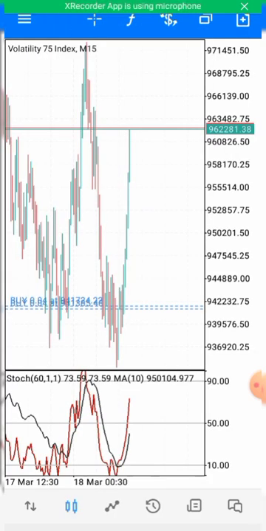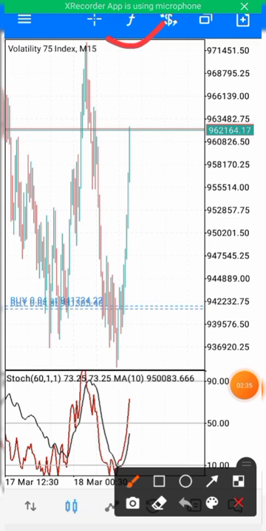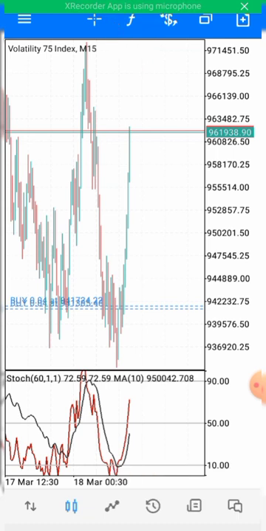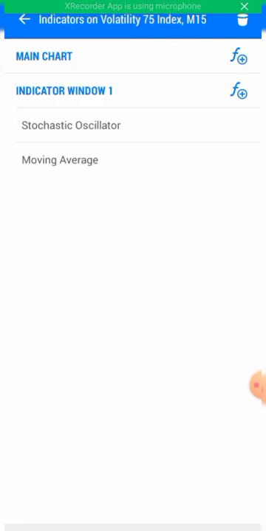But before I go into that, let me show the newbies how to add an indicator to their chart. You simply click this F sign here, the symbol I just highlighted, and it will bring you to this interface. For this strategy, we won't be needing any indicator on our main chart.